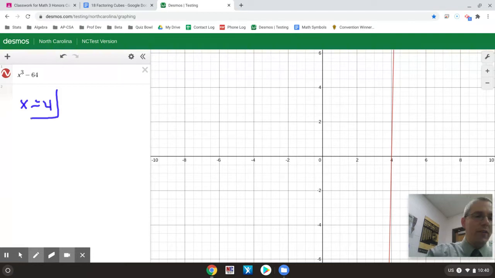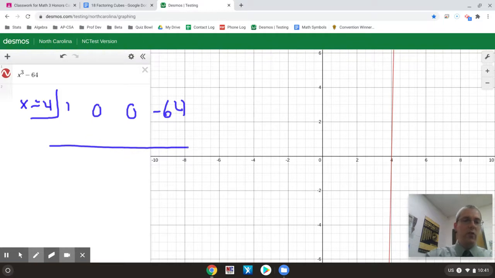To do this, I have to list my coefficients. So I have 1x to the third. I have no x squared. So since I skipped the x squared, put a 0. I also have no plain x's. And then I have minus 64 for my last number. Now what I'm going to do is I'm going to do synthetic division. So remember, bring down the 1.